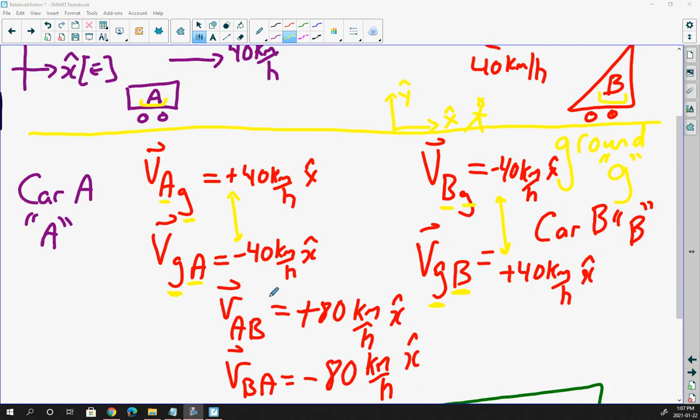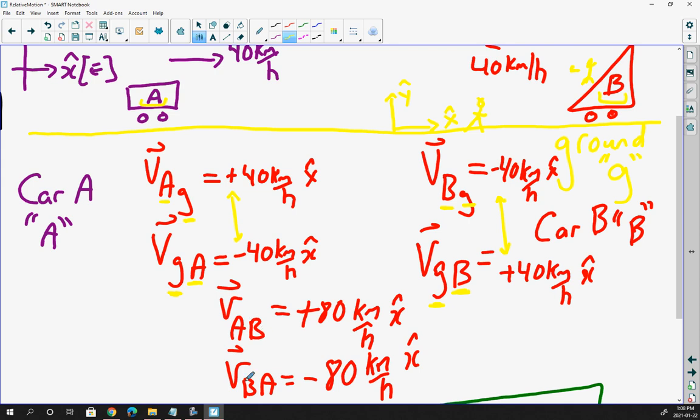Next one. We want to observe car A as if you're a person in car B. So picture yourself right in here and you're watching the other car. Well, you're going to say, that car is coming towards me at positive, because it's moving in the positive x hat direction, 80 kilometers an hour. I'm moving towards it at 40. It's moving towards me at 40 kilometers an hour. 80 kilometers an hour, positive x hat. So this is the velocity of car A as observed by a person in car B.